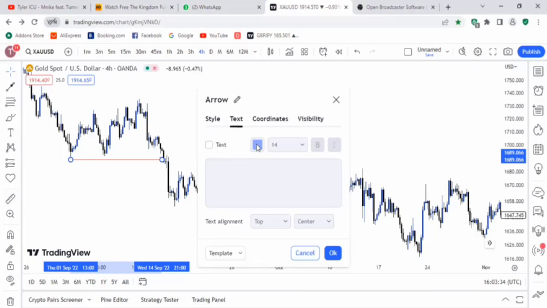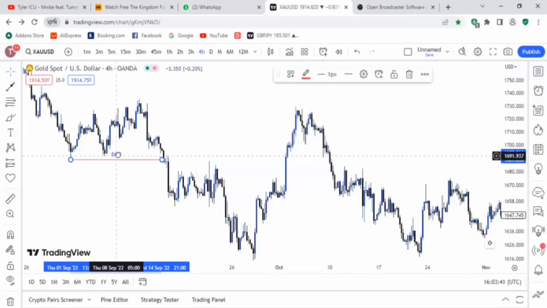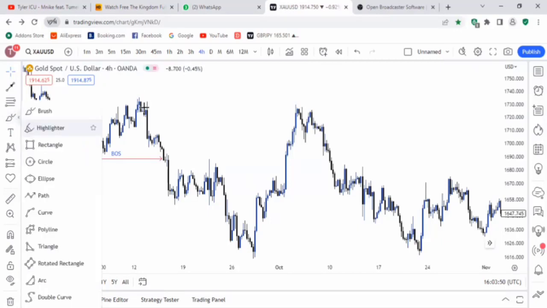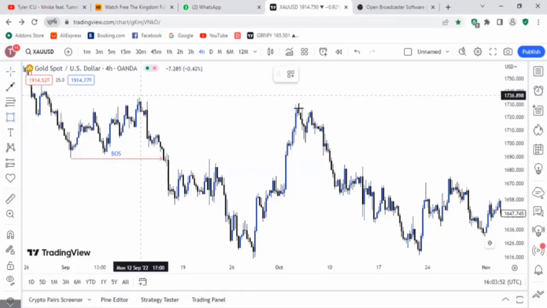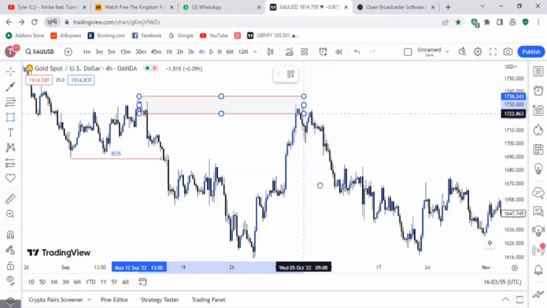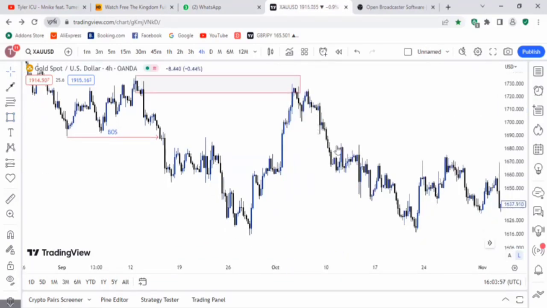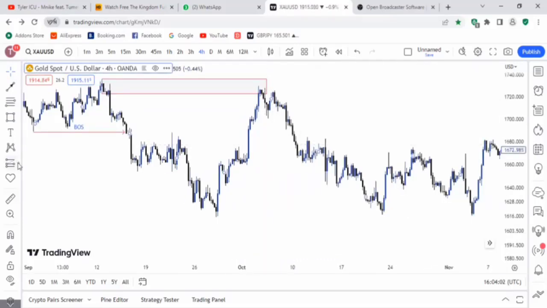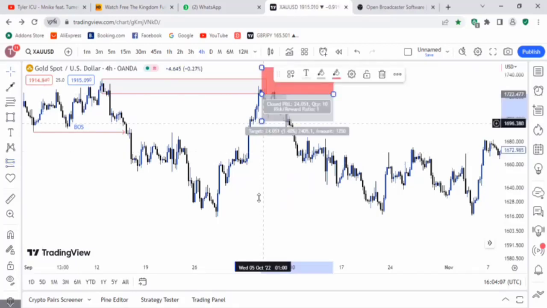Let me add a text here, BOS. It's going to be our break of market structure. After break of market structure, our order block is supposed to be the last bullish candlestick. This is the last bullish candlestick here. See, the market mitigated our order block. We take our trade on this order block.